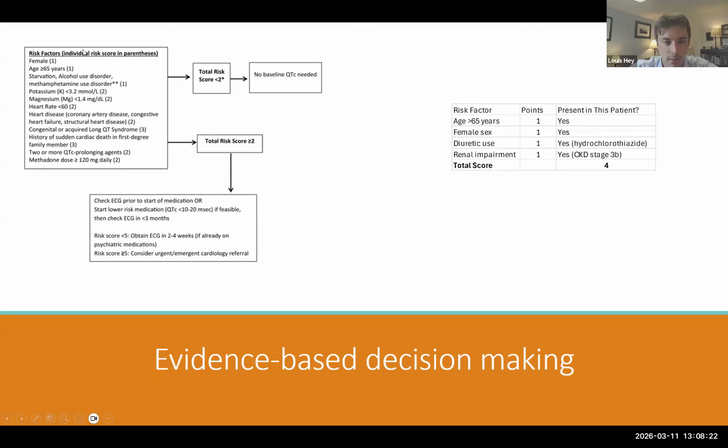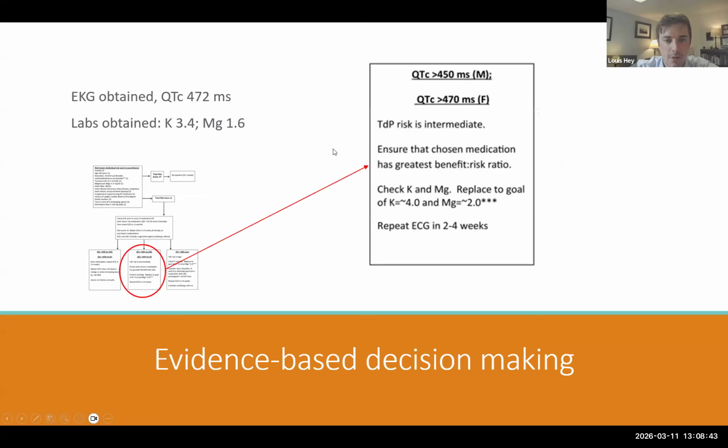Well, you could plug her into the risk assessment tool that the Society for Medicine and Psychiatry recommends. Looking at her risk factors, I calculate a score of 4. She's age greater than 65, female, she's on a diuretic, and she has renal impairment. So we can't go down this route. We need an EKG. So let's say we get a baseline EKG, and unfortunately, it's 472, slightly too high.